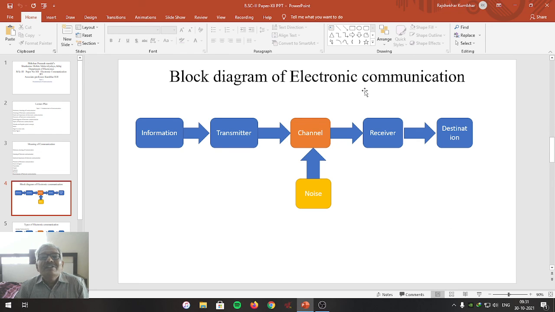Dear students, this is all about the block diagrammatic representation of the electronic communication system.